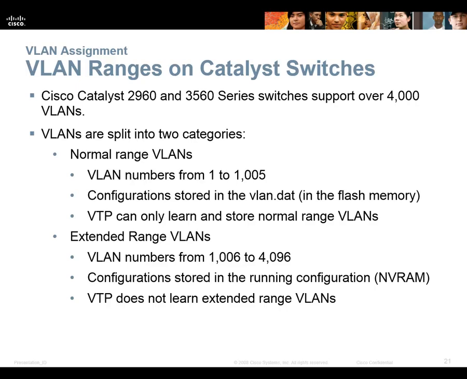Extended range VLANs are from number 1006 to 4096. These are stored in the running config file. And the VTP protocol does not learn extended range VLANs. So again, this is all about how you set it up and how many you really need. I honestly can't come up with an example of anywhere that would need over 1,000 VLANs, but there are probably some places that use it. It's set up so that it's available.